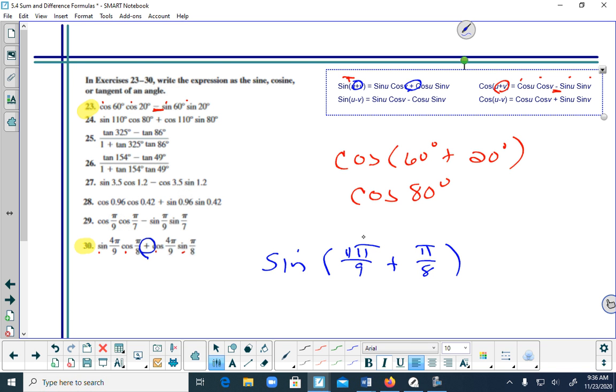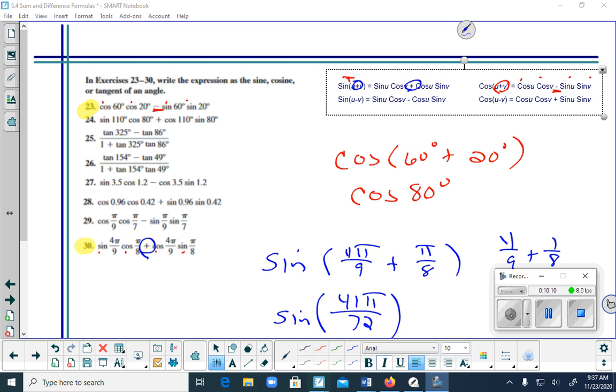So I'm going to add those, 32 plus 9, 41 pi over 72, I believe. Gee, I hope I did that right. I added those two. If you're not a fan of fractions, you're taking 4/9 plus 1/8 on your calculator, and you're going to add the pi later. And I'm going to pause to make sure I did. Good news, I did it right. Good for me. So moving on.